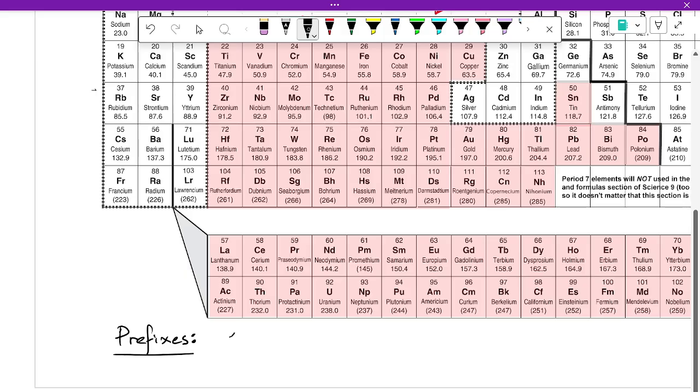And can you guess what the prefix for 1 is? You already know it. Mono. 2. You know this one already as well. What's 2, everybody? Di. 3. Tri, like a tricycle. 4.